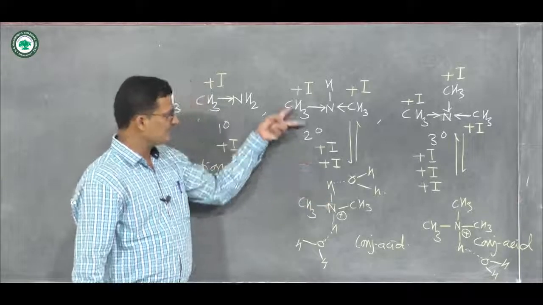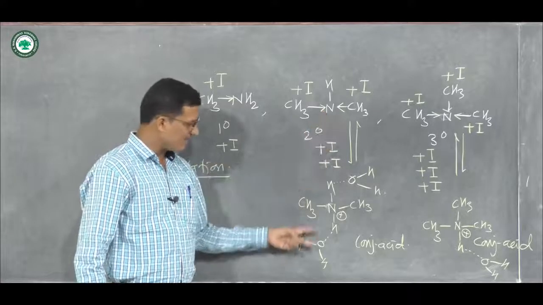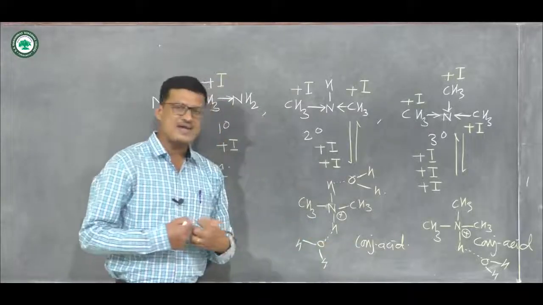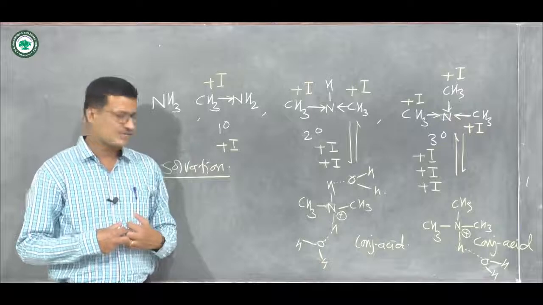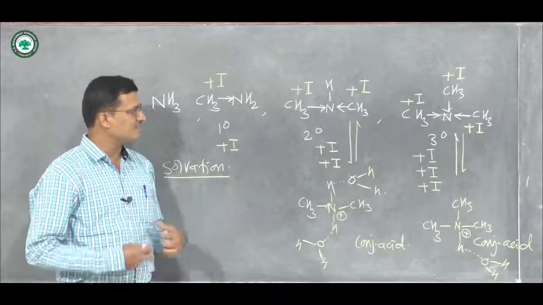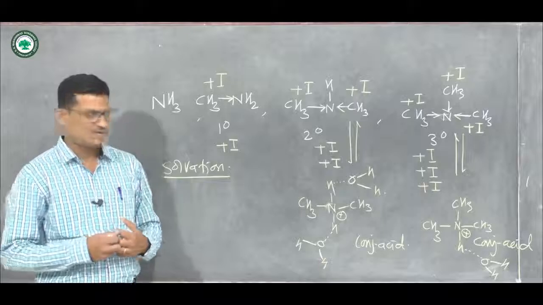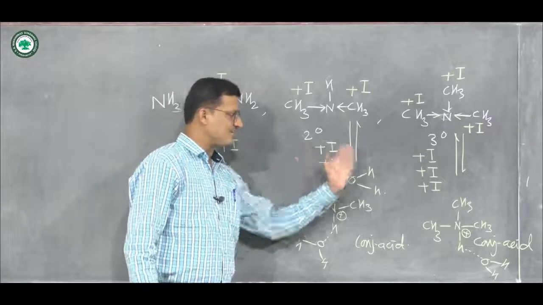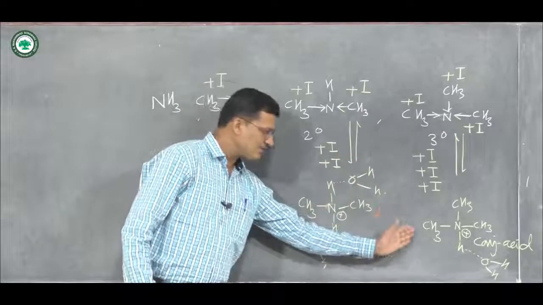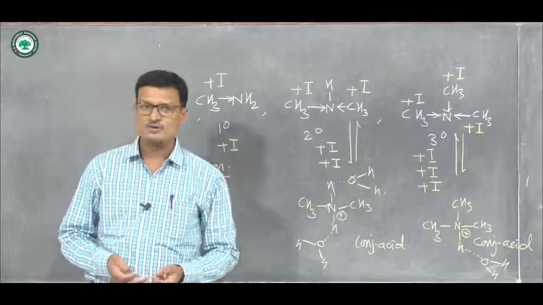So what happened? Here the 2 plus I effects due to the 2 methyl groups, and solvation, 2 water molecules solvate the conjugated acid. So the combined effect of the inductive effect and the solvation of the conjugated acid, both effects make the secondary amine a stronger base than the tertiary amine. So when we compare the basicity between secondary and tertiary amine, we consider the inductive effect as well as the solvation of the conjugated acid by the polar solvent.